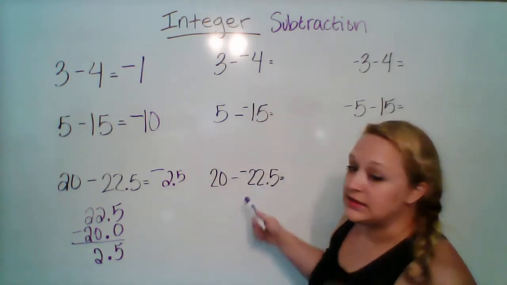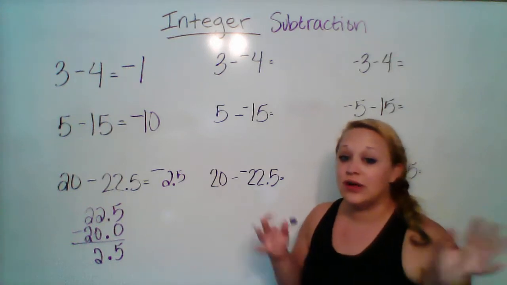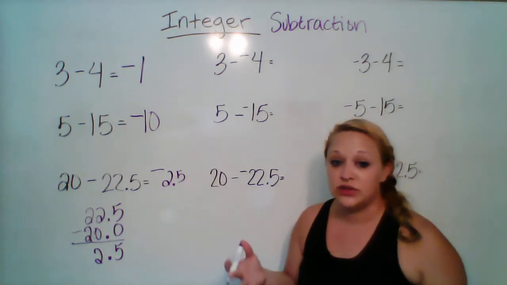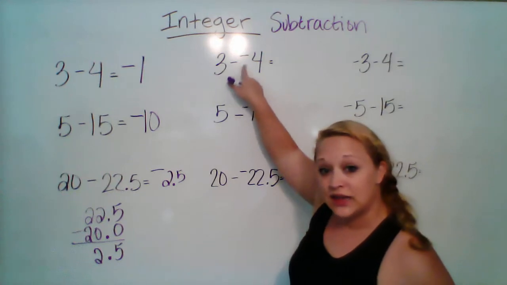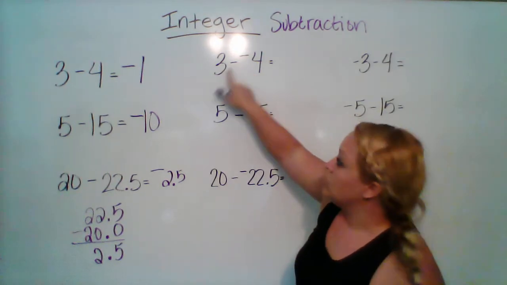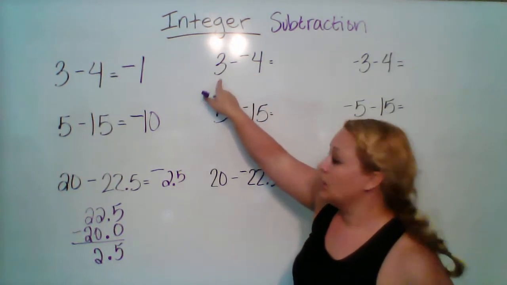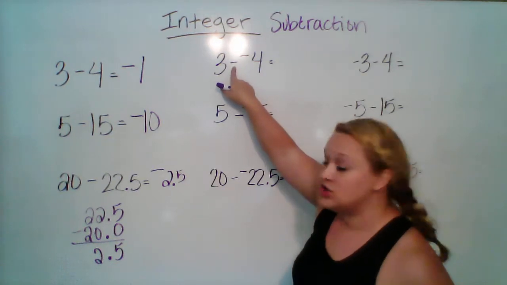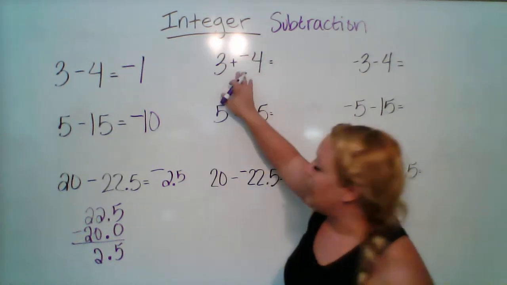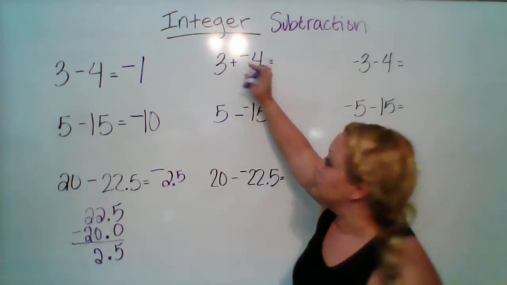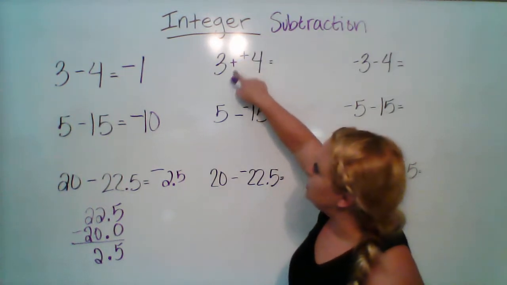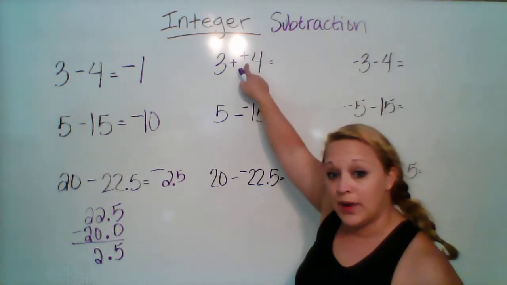So now let's look at these. Now, I don't know how you were taught at middle school. I don't care what method you use as long as you understand that when you have two negatives next to each other like this, you skip the first number, you change the subtraction to addition, and you change this negative into a positive. Because you have two negatives next to each other, they become a positive.